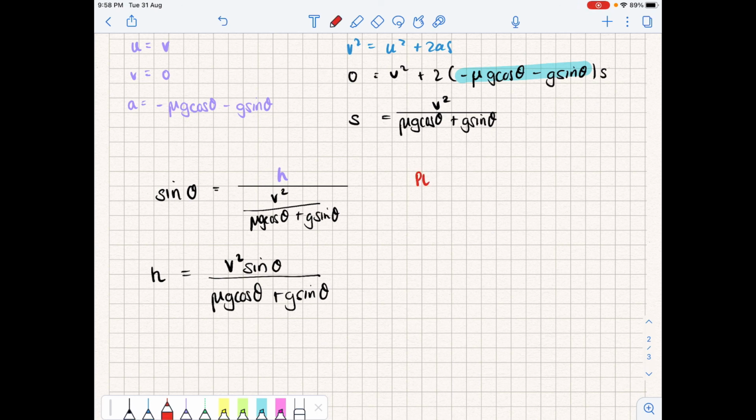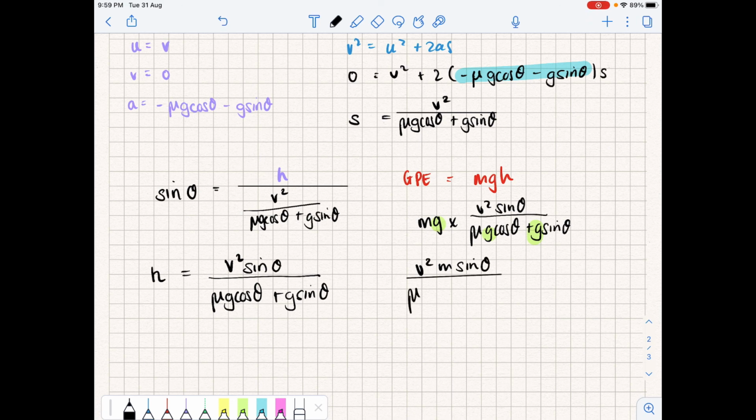From here we can finally work out our potential energy, which is mass times gravity times height. So we have mass times gravity, and we're going to multiply that by everything we've just calculated. So we have v squared sine theta all over mu g cos theta plus g sine theta. Now we could factor out g from both those terms, and they will also then end up cancelling with the g on the numerator. And so we're just left with v squared m sine theta all over mu cos theta plus sine theta.